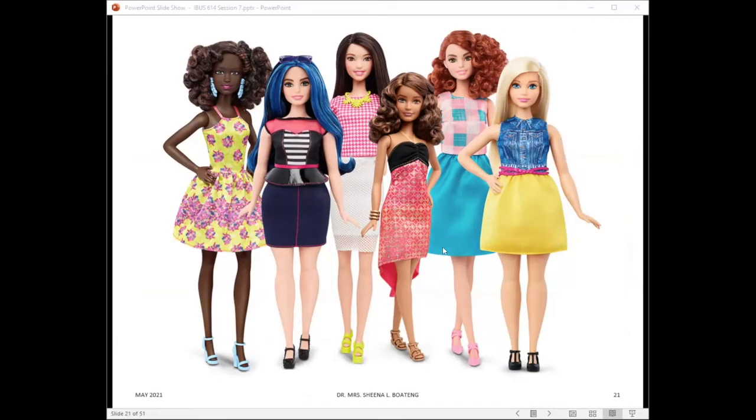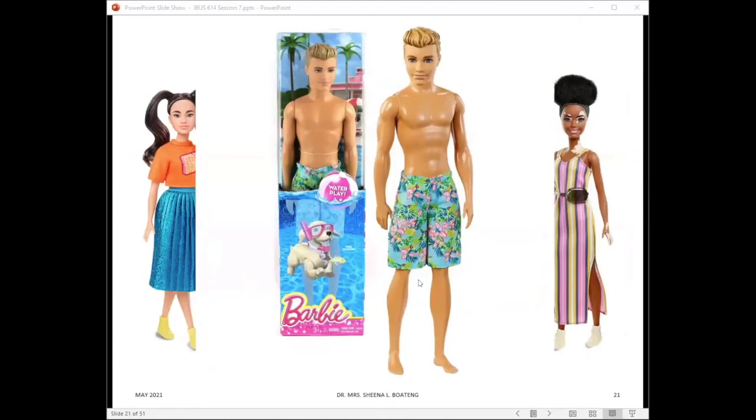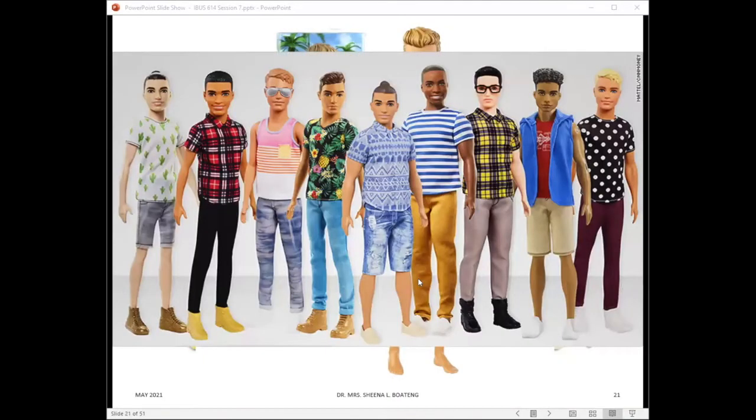And they didn't stop at the female dolls. They went on to customize for the male dolls as well, right? Where from the traditional Ken that we all knew to the new design of Ken Barbie dolls, who also have different stature, different structures, different sizes, and different looks to match the redesign of the female Barbies, right?